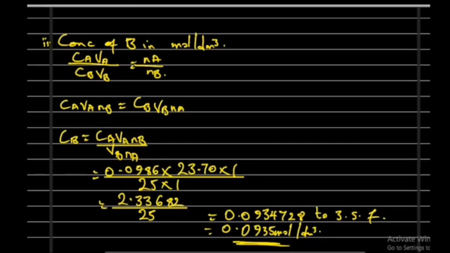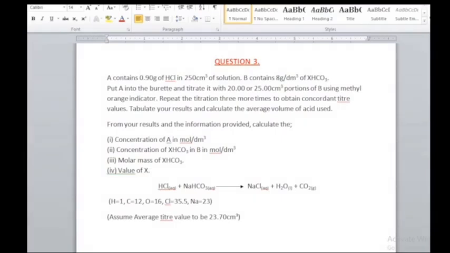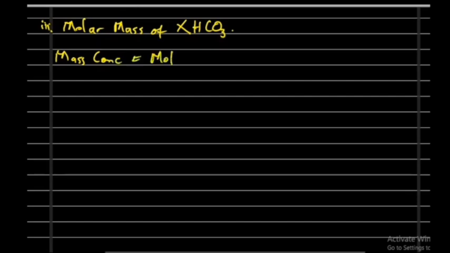And then we move to the next question, which is question 3. They're talking about the molar mass of XHCO3. So let's use this formula: mass concentration equals molar concentration multiplied by molar mass.